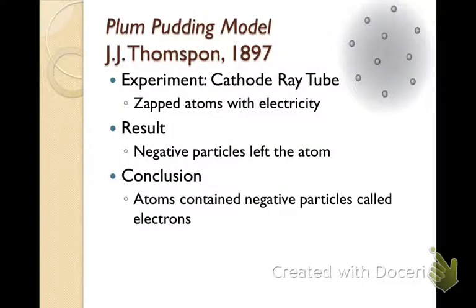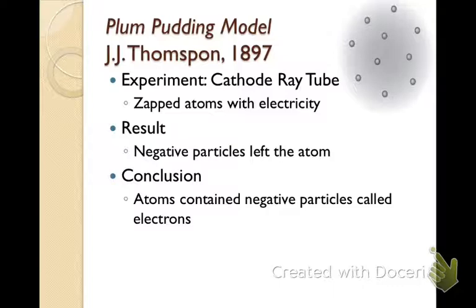The next comes in 1897, the plum pudding model by J.J. Thomson. So his experiment was a cathode ray tube. He pretty much just zapped atoms with electricity, and he saw that negative particles left the atom. So he concluded that atoms were made of negative particles embedded in a positive fluid.